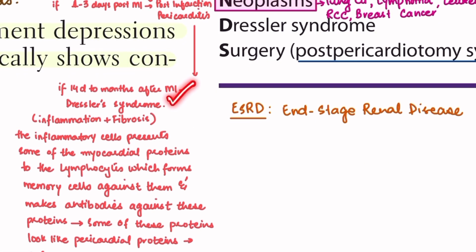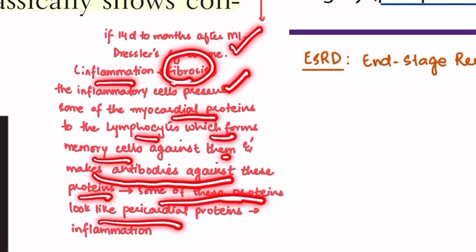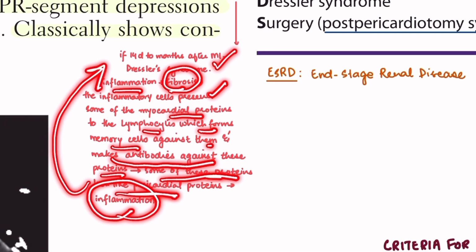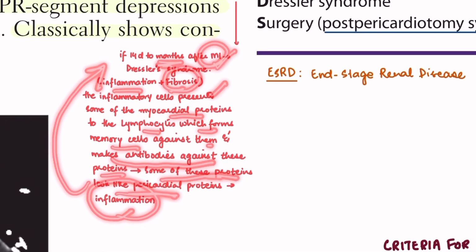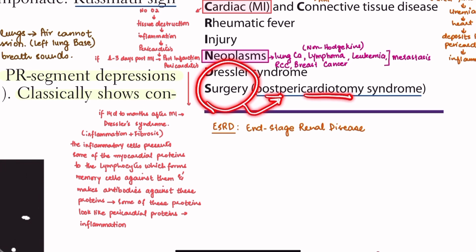In Dressler syndrome, not only inflammation but fibrosis also occurs. The inflammatory cells present some of the myocardial proteins to the lymphocytes, which form memory cells against them. And these memory cells make antibodies against these proteins. Some of these proteins look like pericardial proteins and they will result in inflammation 14 days to months after MI. And that is called Dressler syndrome. Lastly, surgery can also result in pericarditis and we will call it post-pericardiotomy syndrome.